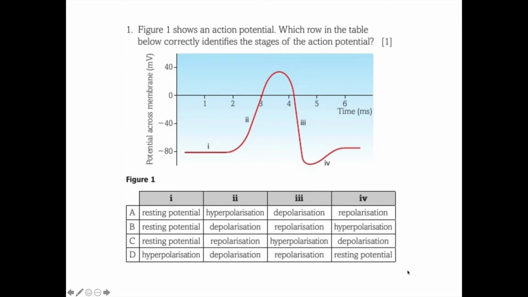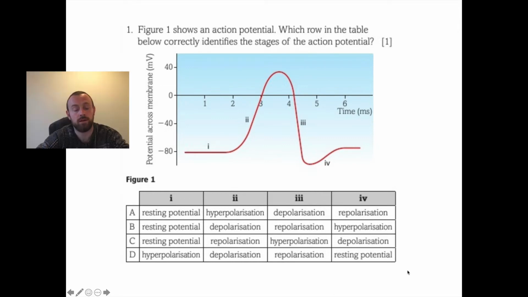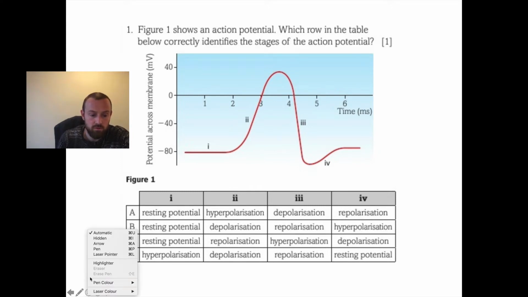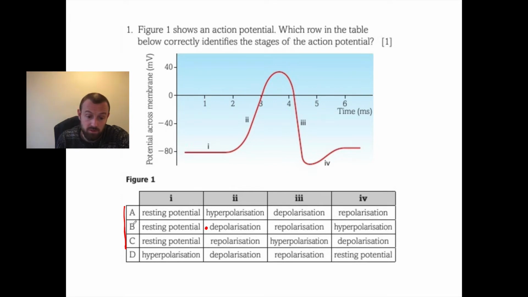Okay, did you get the answer? So down here we've got resting potential, so we can already rule out some. We can choose A, B, or C, not D. Here we're having depolarization, so 2 is depolarization, so it's B, isn't it? Let's just double check. 3 is repolarization, yes it is, and 4 is hyperpolarization, so it's B, yeah, that's right.